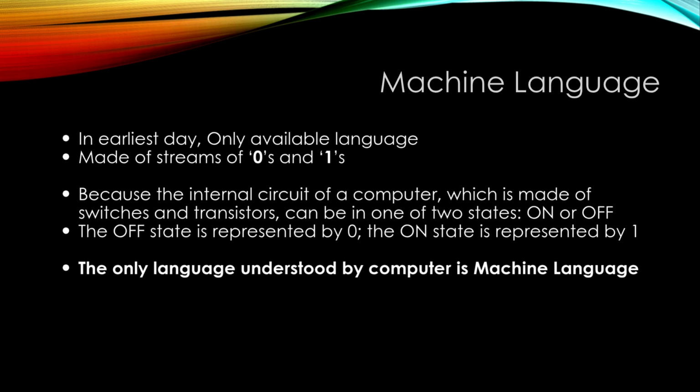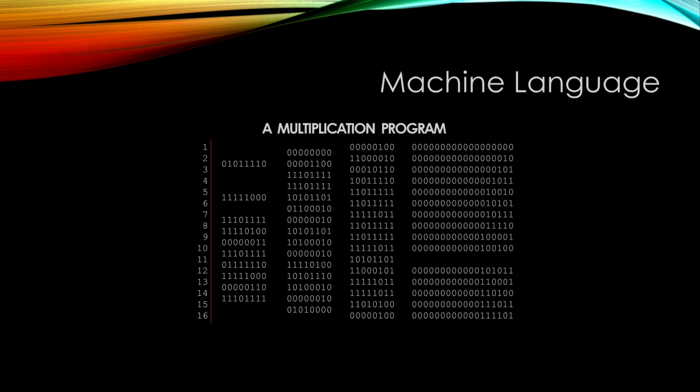This is because the internal circuit of a computer, which is made of switches and transistors, can be in one of two states, on or off. The off state is represented by 0. The on state is represented by 1. The only language understood by a computer is machine language.